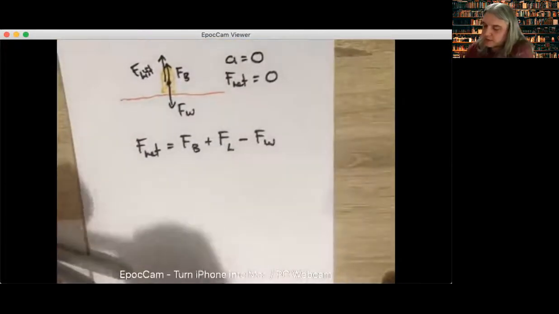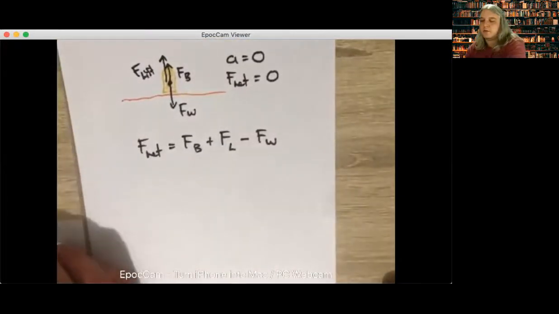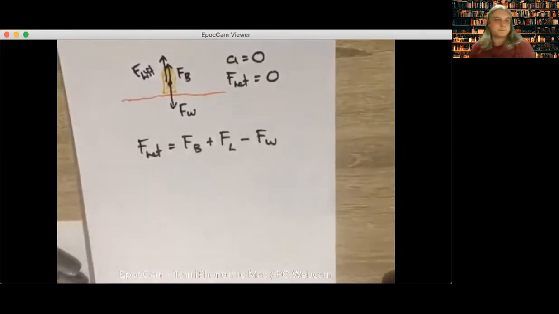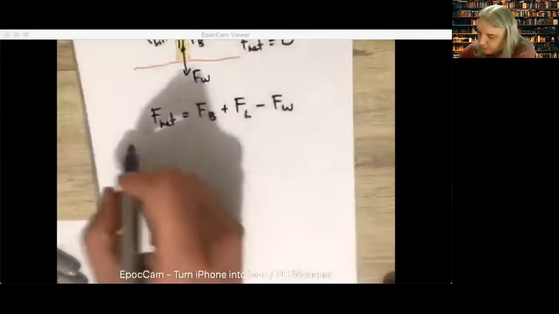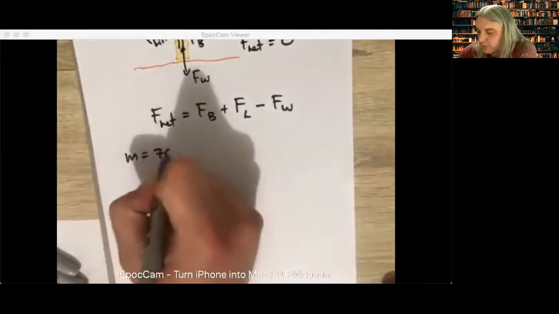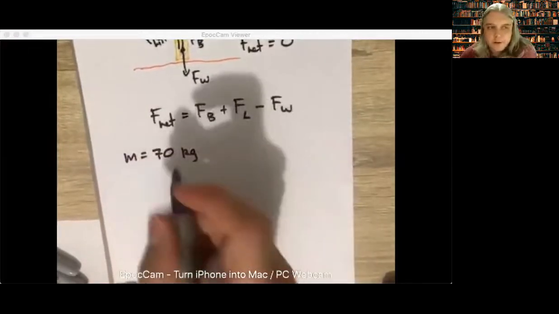So let's take a little detour and write out all the information we've been given. We've been given the mass is equal to 70 kilograms. We've been given the volume.